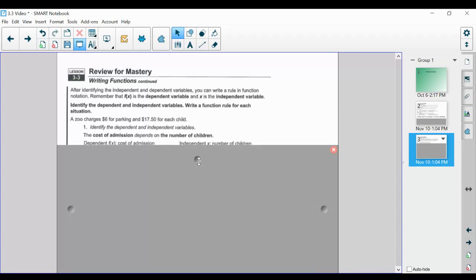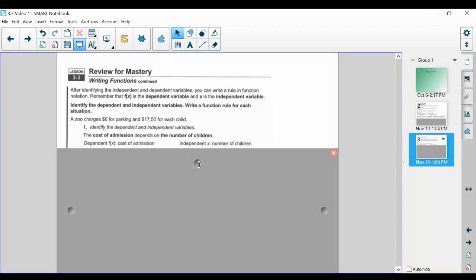So the dependent is going to be the cost of admission. However much money it takes to get into the zoo is going to be dependent on the number of children that you have with you. If you have a smaller amount of children, then your cost is going to go down. The price of admission goes down. If you have a larger amount of children with you, your price is going to go up.